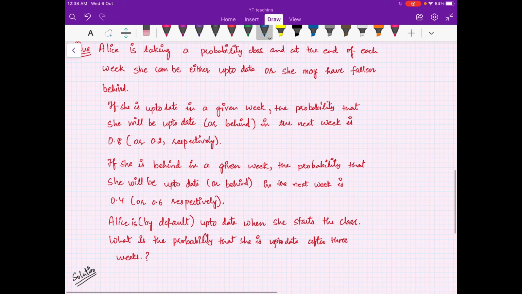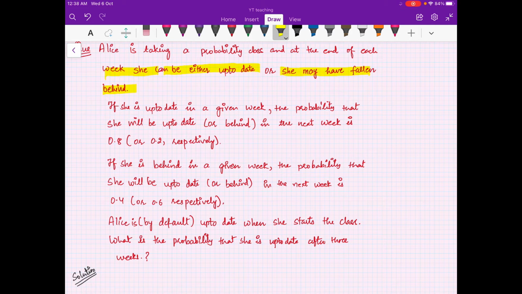So let us look at the statement that Alice is taking a probability class, and at the end of each week she can either be up to date or she may have fallen behind. So after a week we judge her and we say whether she is up to date or she is lagging behind. So there are two cases.